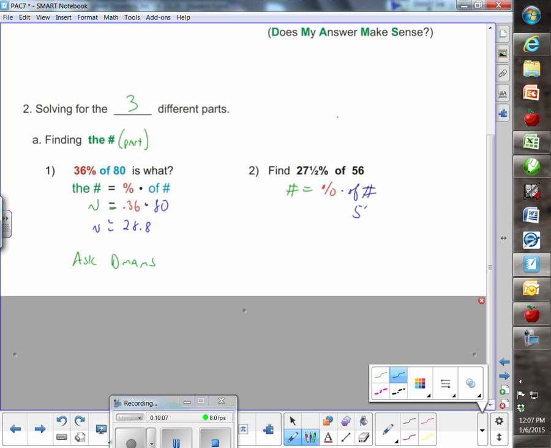56 is definitely the of number because it says of 56. All right, I got 2 spots left. John? Just like this? How many agree with John? John and Adam. All right, that's not very good company. How many disagree? All right, Lauren, what do you want to put instead?